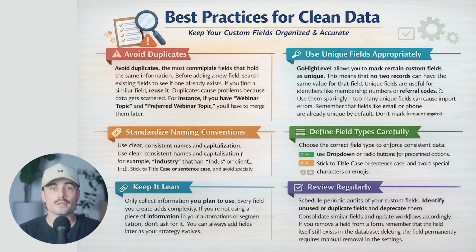So consolidate early. Use unique fields appropriately. GoHighLevel allows you to mark certain custom fields as unique. This means that no two records can have the same value for that field. Unique fields are useful for identifiers like membership numbers or referral codes, but use them sparingly too, because too many unique fields can cause import errors.